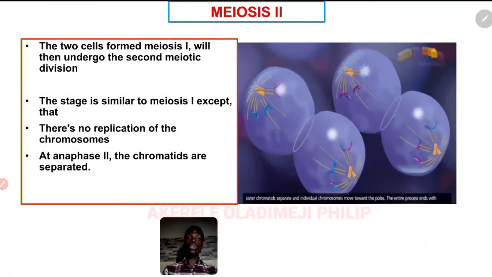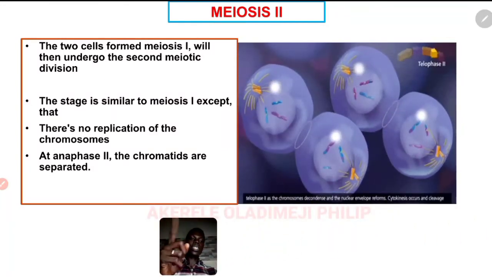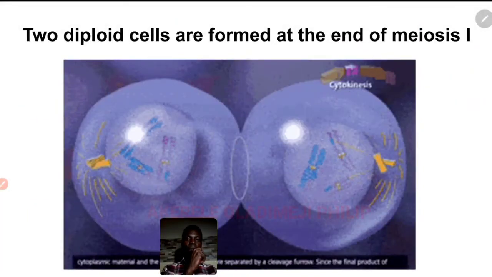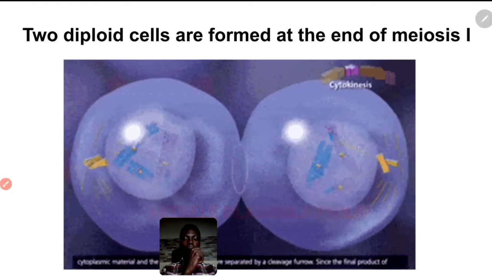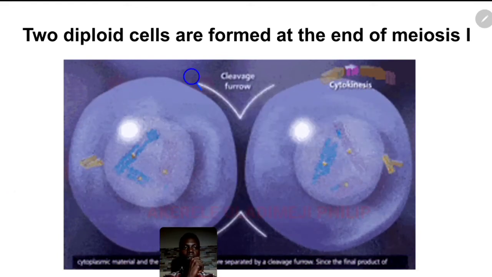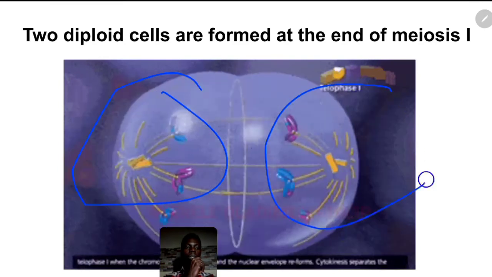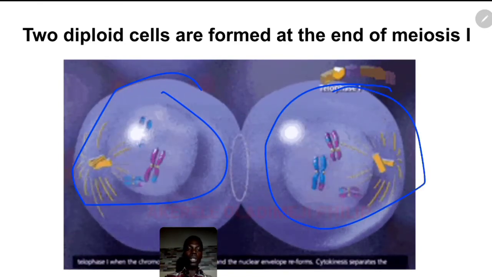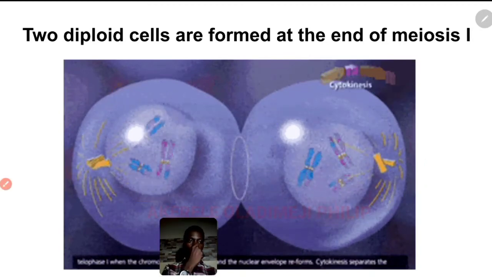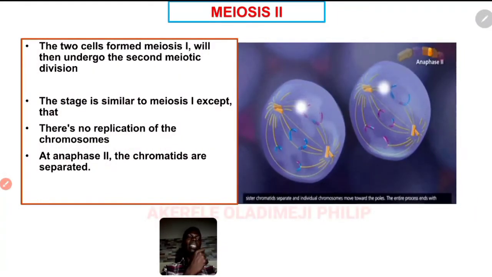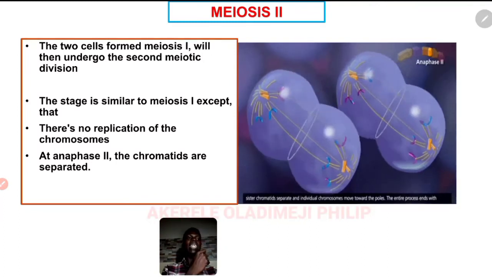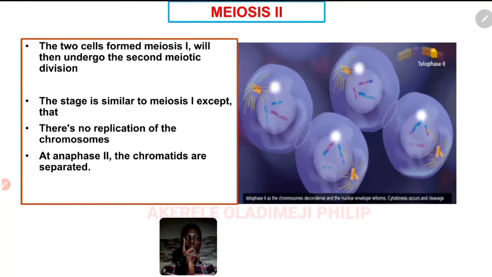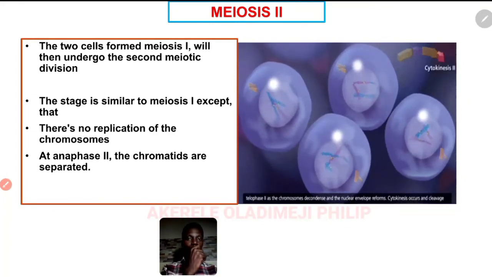Now for meiosis 2, each of the daughter cells we have formed from these previous slides, that means this one cell and this other cell, will each undergo meiosis 2. So imagine these are the 2 cells, can you see them dividing again? But there's something I want you to pay attention to on this particular one.